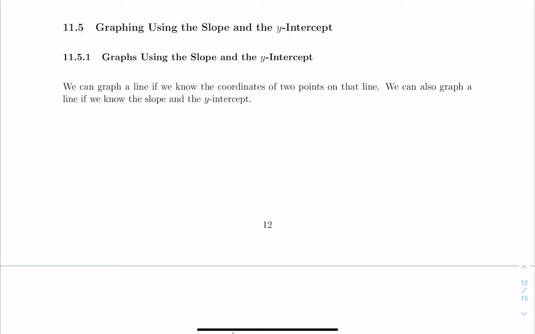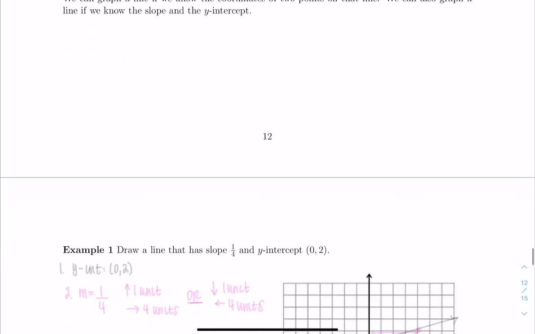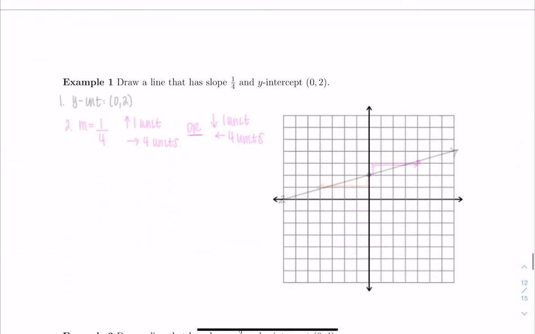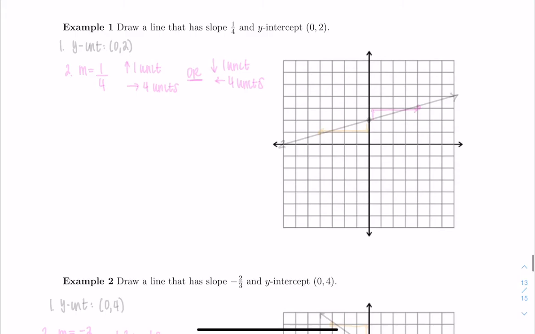In section 11.5, we talk about graphing using the slope and the y-intercept. We can graph a line if we know the coordinates of 2 points on that line. We can also graph a line if we know the slope and the y-intercept. So we want to draw a line that has a slope of 1/4 and a y-intercept of (0, 2).